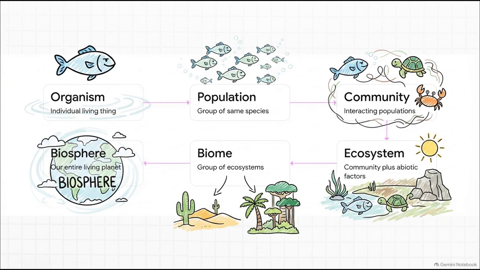A group of those makes a population. Different populations interacting make a community. Add in the non-living abiotic factors, and boom, you have an ecosystem. Group similar ecosystems together, and you get a massive biome, like a desert or a rainforest. And put all those biomes together, and you have the biosphere, our entire living planet.